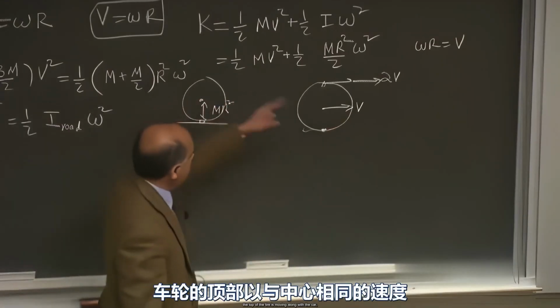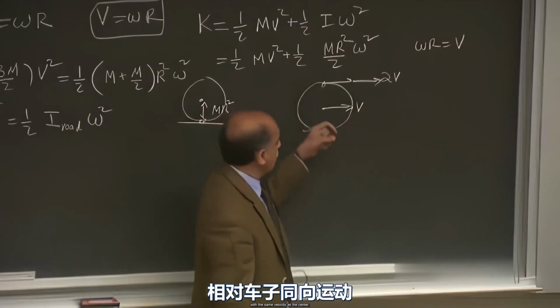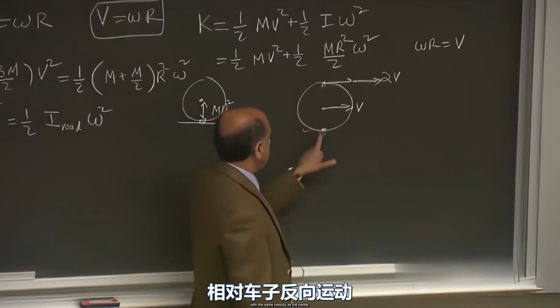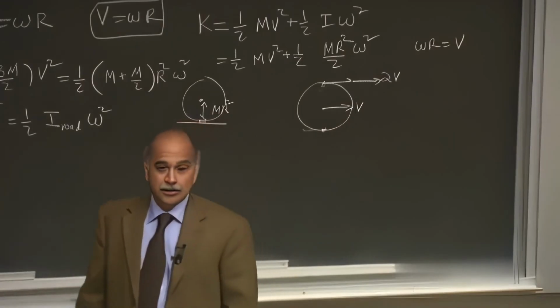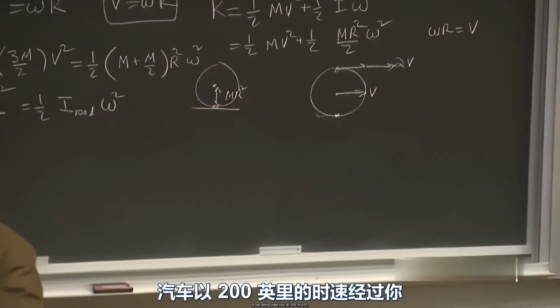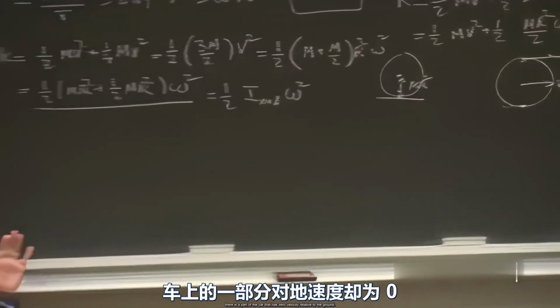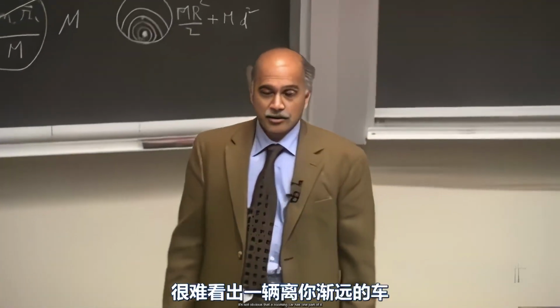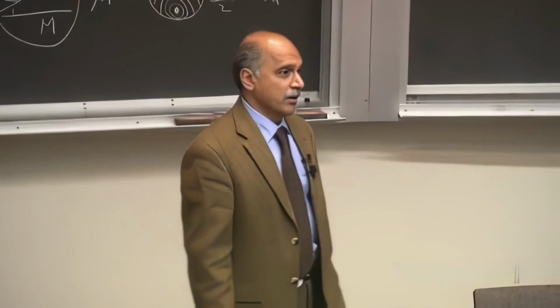In other words, the top of the tire is moving along the car with the same velocity of the center. The bottom of the tire is moving opposite to the car with the same velocity of the center. So its real velocity as seen by the ground is 0. So this is a very surprising result. A car going past you at 200 miles an hour, there is a part of the car that has 0 velocity relative to the ground. It's not obvious. The zooming car has one part of it that's not moving at all.